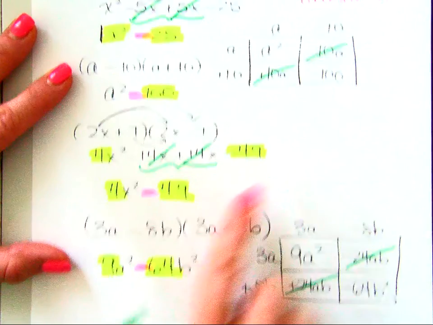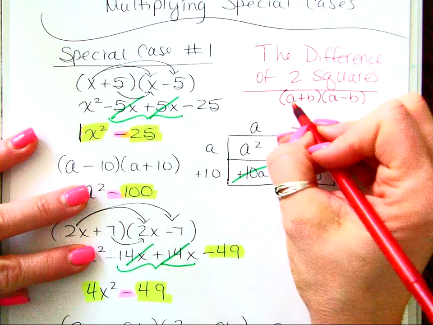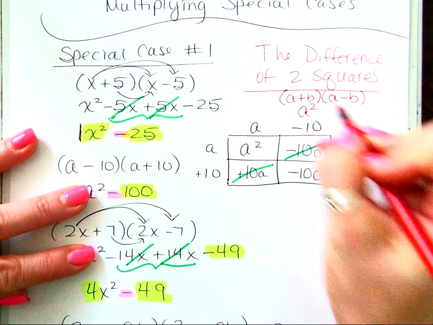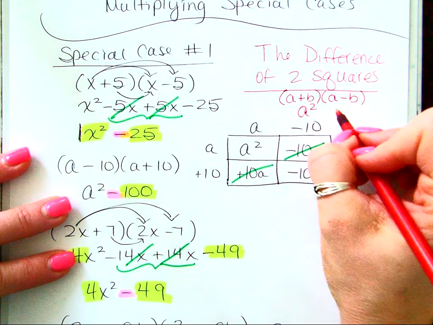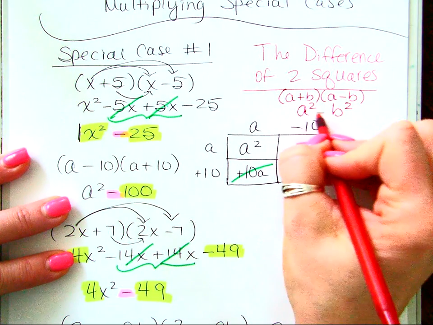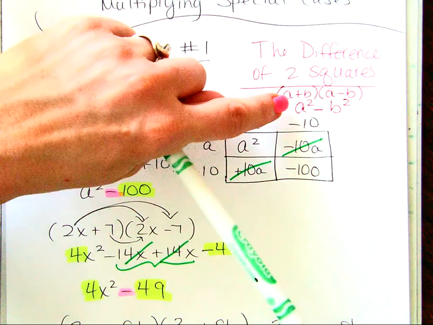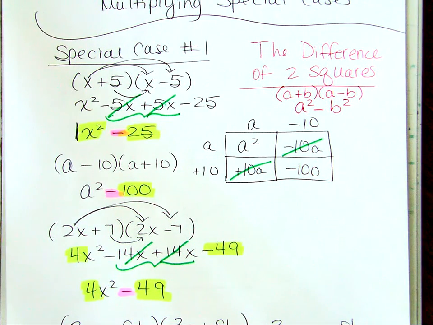Okay, if that's the case, you know what you can do to skip this whole step? Because you know they're going to cancel. So watch. You're going to take the first number and square it. Then you're going to take the second number and square it. And you're going to make sure that you have a minus in between it. That rule applies for every single difference of two squares that you do. Okay?